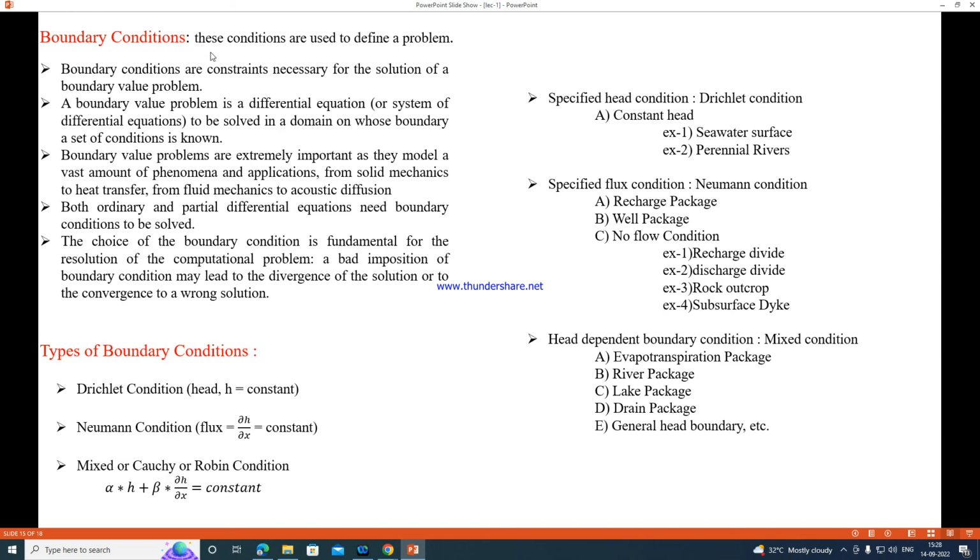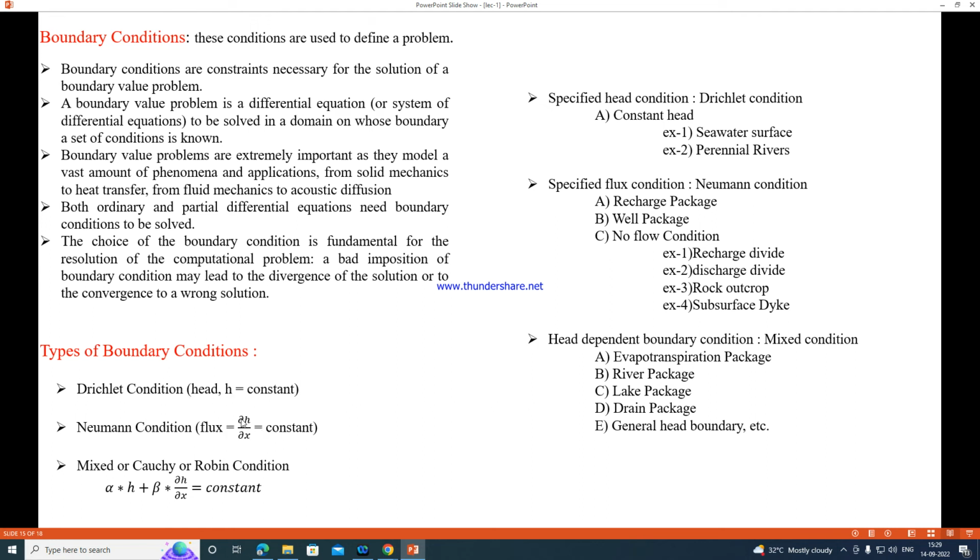In boundary conditions, these are the most important, and this is also the most important point in MODFLOW. These are the boundary conditions used to solve that algebraic equation within your study area, or within your domain, whatever you are saying. You need to give the boundary condition so that it can calculate the hydraulic head variation with respect to time and space within the boundary. Types of boundary condition: Dirichlet condition, Neumann condition, and the mixed condition. Dirichlet condition means the head is constant.